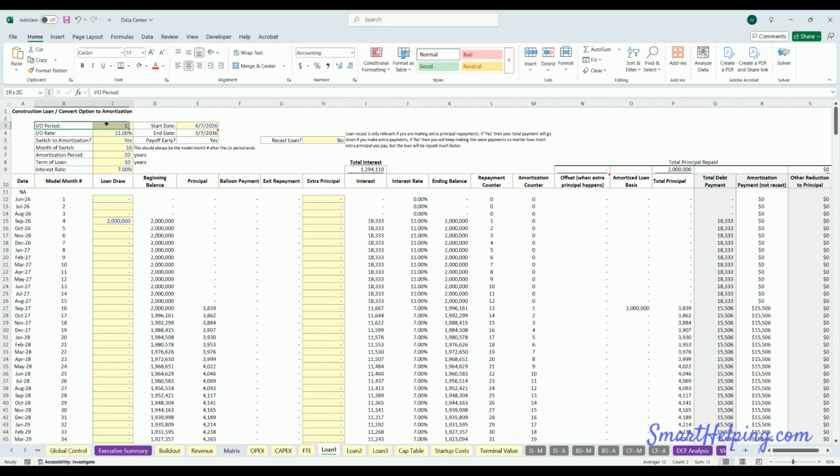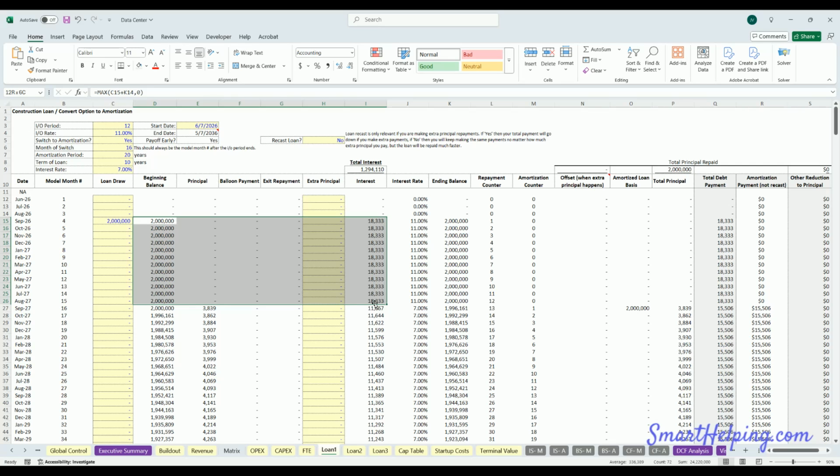You can define essentially the inputs up here. So in this case, I'm saying I'm going to draw $2 million in month 4. It's an interest only period of 12 months. So I got 1, 2, 3, 4, 5, 6, 7, 8, 9, 10, 11, 12 months of interest. And then in month 16, I'm switching, which is 1 month after the interest only period ends.